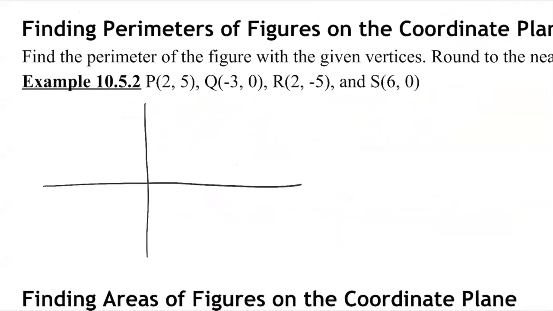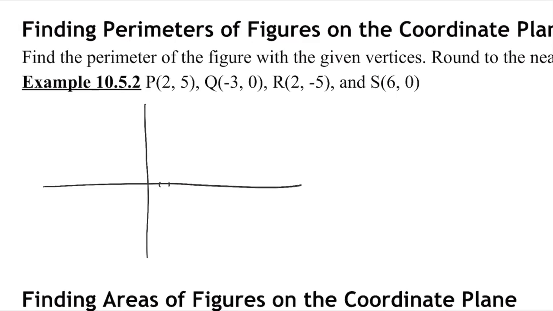So P is 2, 5. It's around here somewhere. I have the value here, so I'm not going to bother writing it. It'll just be a lot of clutter. And Q is -3, 0, which is 1, 2, 3. It's about here. R is 2, -5. Ooh, same distance. So we know that because this is 2 and a 5, and 2 and a 5 in the negative direction, that distance is the same.